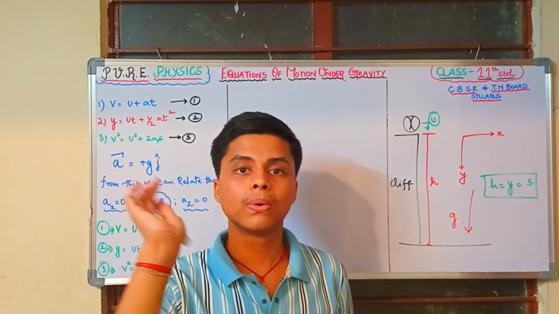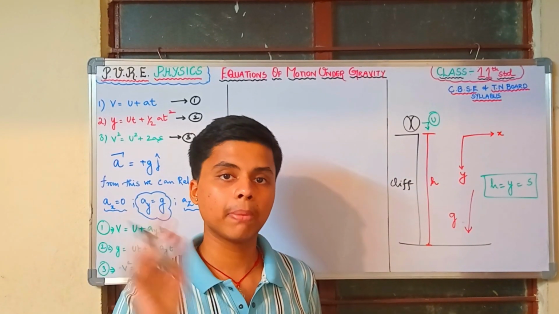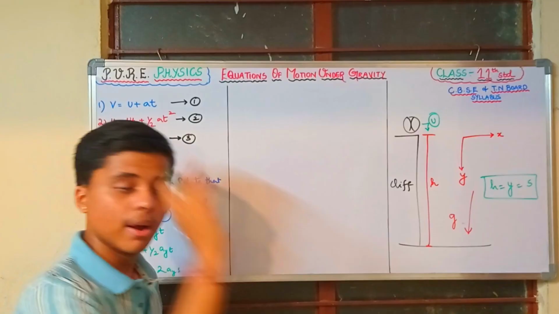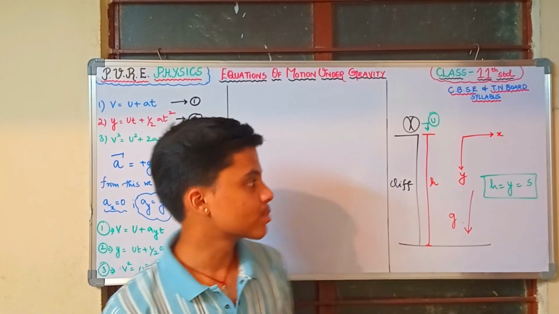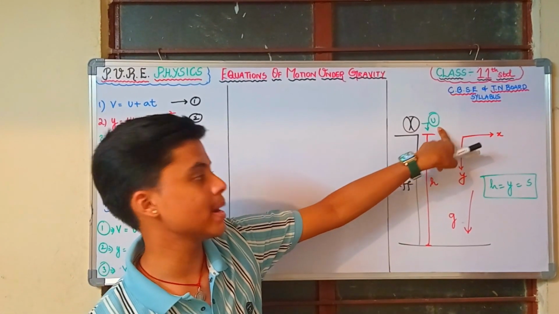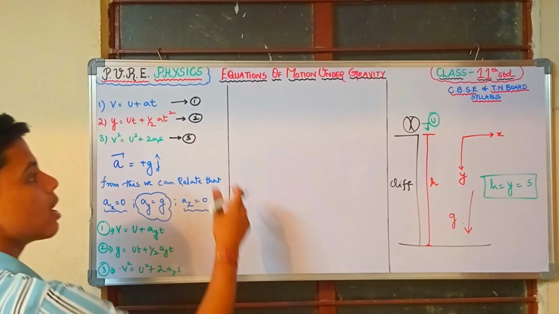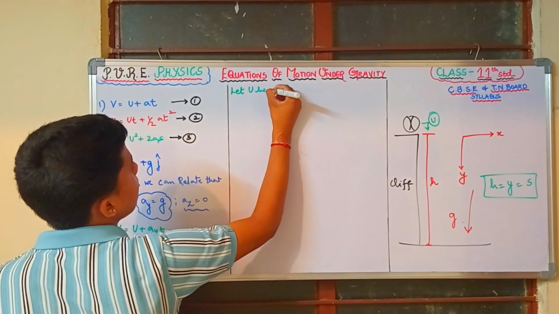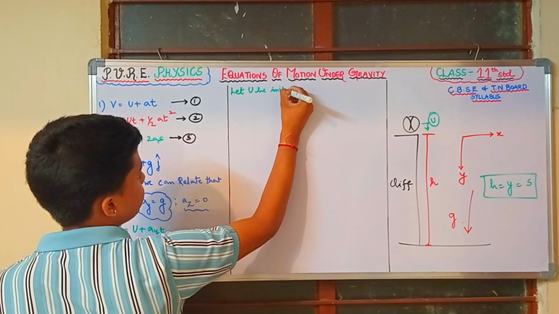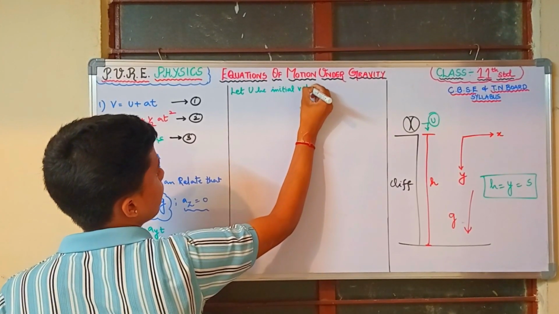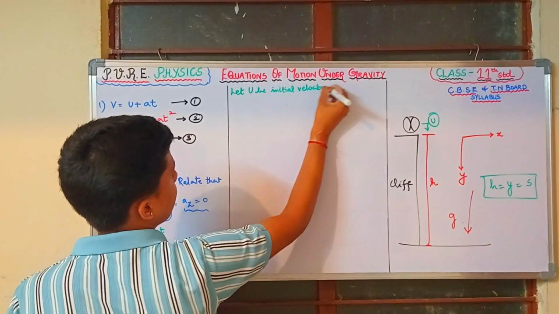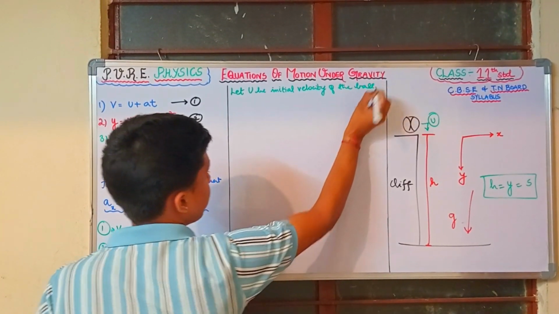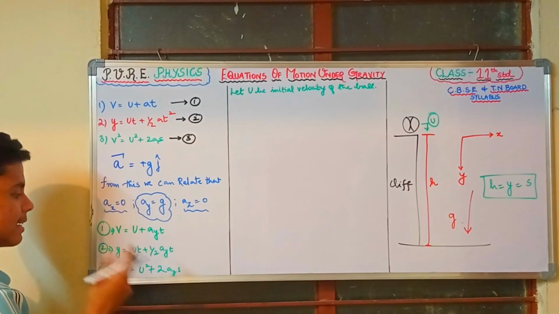In order to throw the ball, you are going to apply some force, right? You will take the ball and you will throw it with some speed. So that starting speed is called the initial velocity. So I'll write, let u be the initial velocity of the ball.